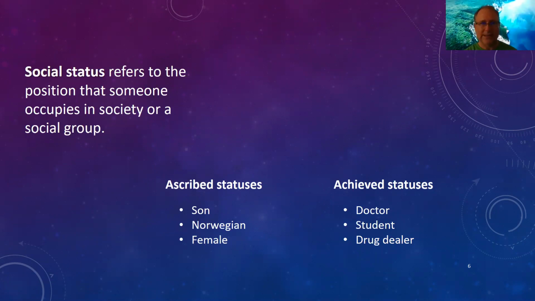Another important concept that comes up for statuses is what's called a master status. And a master status is defined as a status that has special importance for social identity, often shaping a person's entire life. Examples would include being a woman, someone who has a major disability, or a member of the LGBT community.